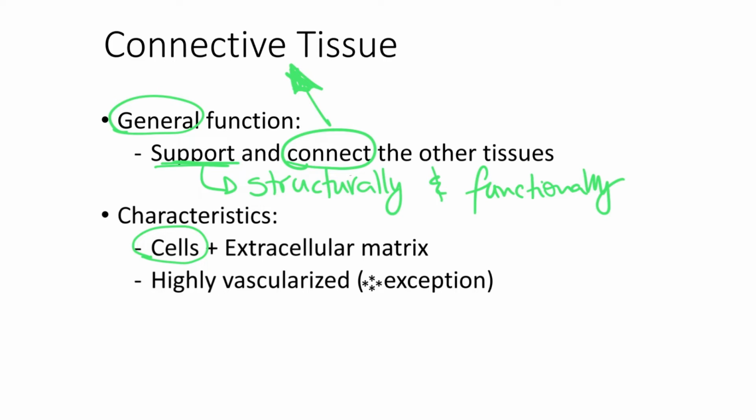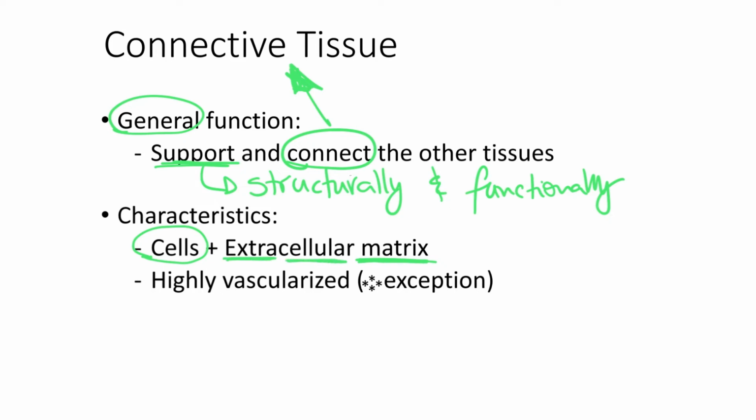Now, as you can expect, if you have space between cells, you need to have something in that space, right? And what is in between the cells is a substance. That is what we call a matrix. And since this substance is outside of the cells, we call it extracellular matrix.